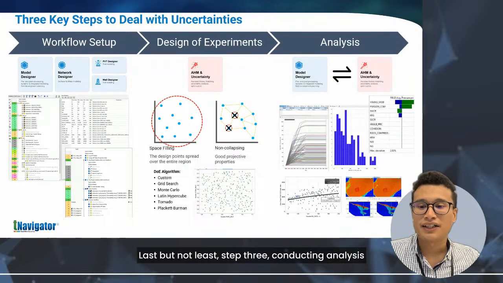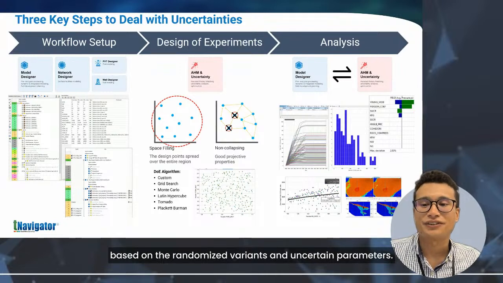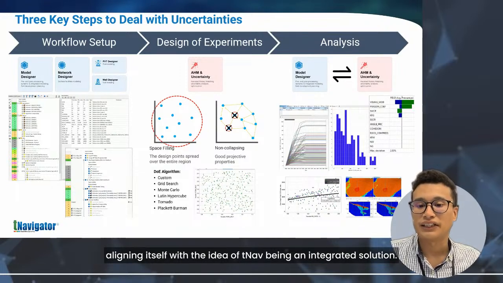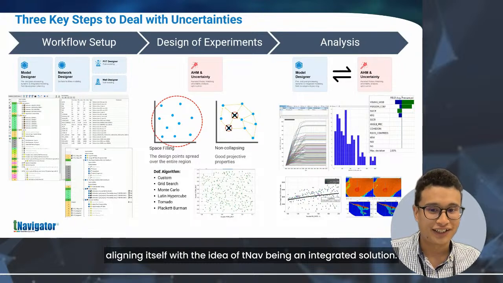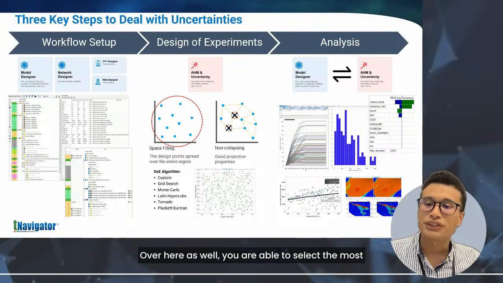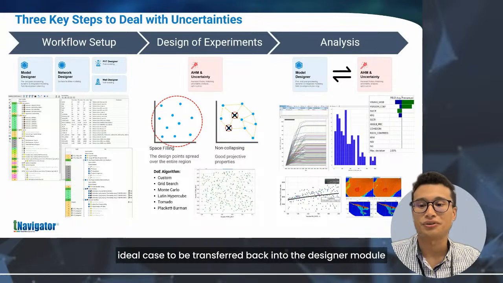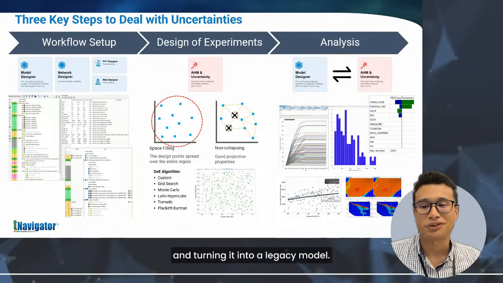Last but not least, step three, conducting analysis based on the randomized variants and uncertain parameters. Now, T-Navigator allows you to do results analysis across different modules, aligning itself with the idea of T-Navigator being an integrated solution. Here as well, you are able to select the most ideal case to be transferred back into the designer module and turn it into a legacy model.